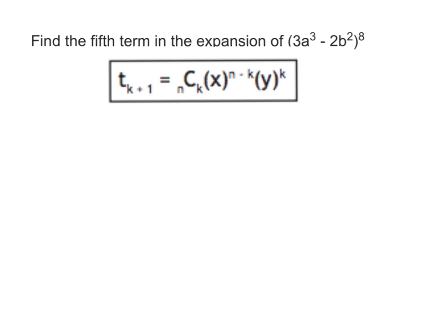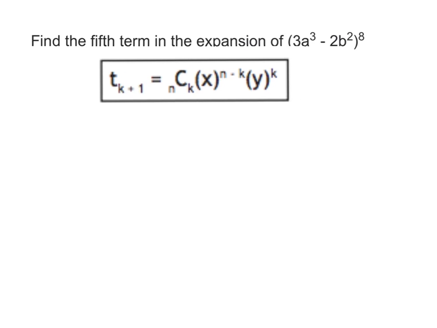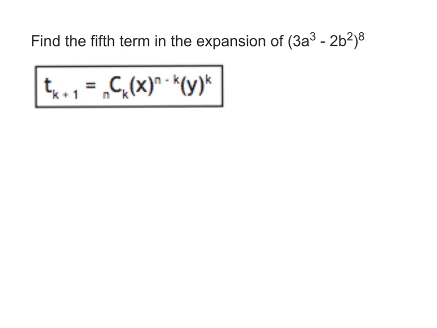T k plus 1 equals n choose k, x to the power of n minus k, y to the power of k. So we need to kind of look at what those things mean. T just stands for term, so you're finding the term of k plus 1. So what that means, if we're trying to find the fifth term, we want to find T5. So I'm going to put that down.